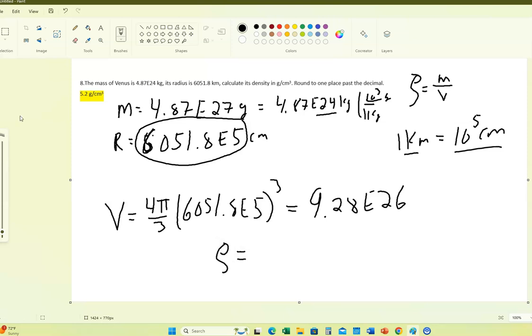All right, so the density of Venus is about 5.4, which is actually roughly the density of Mercury as well, by the way. And it's, of course, grams per centimeter cubed.